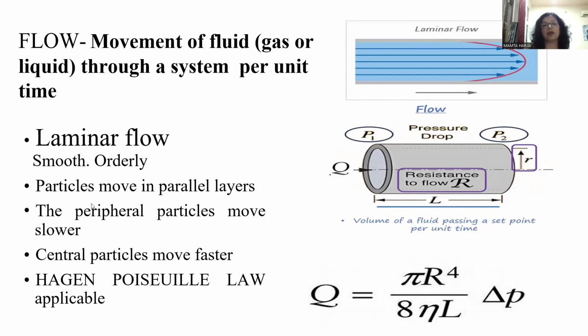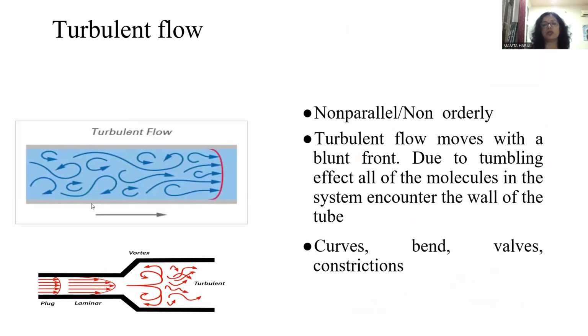Okay. Coming to the turbulent flow, it is totally non-parallel and non-orderly. The particles are just going here and there. So in turbulent flow, because of this tumbling effect, all the molecules in the system encounter the wall of the tube. So why is this important for us?